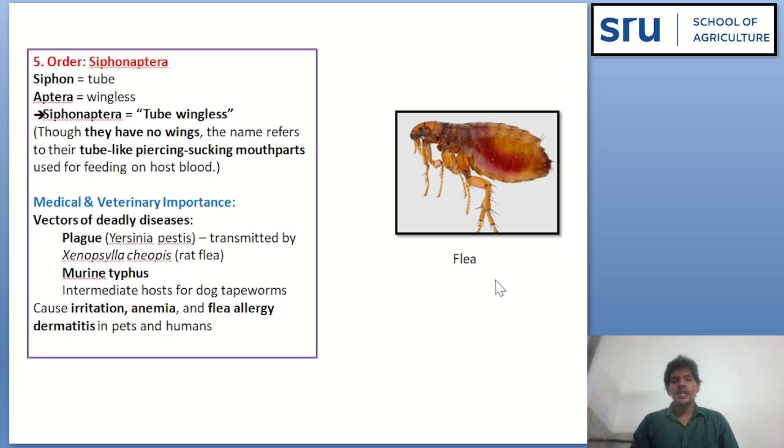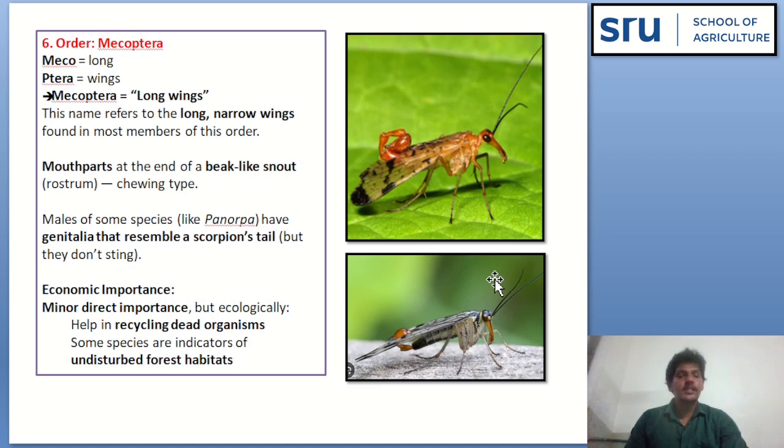This causes irritation, anemia, and flea allergy dermatitis in pets and humans. Next order is the Mecoptera. Meco means long, ptera means wings. Long-winged insects. This name refers to the long, narrow wings found in most members of this order.